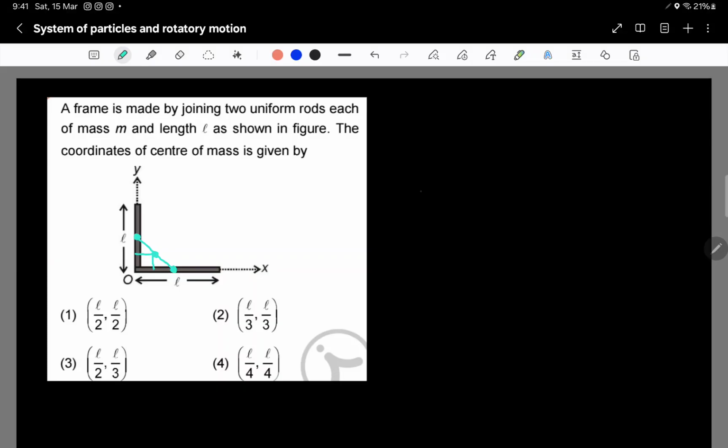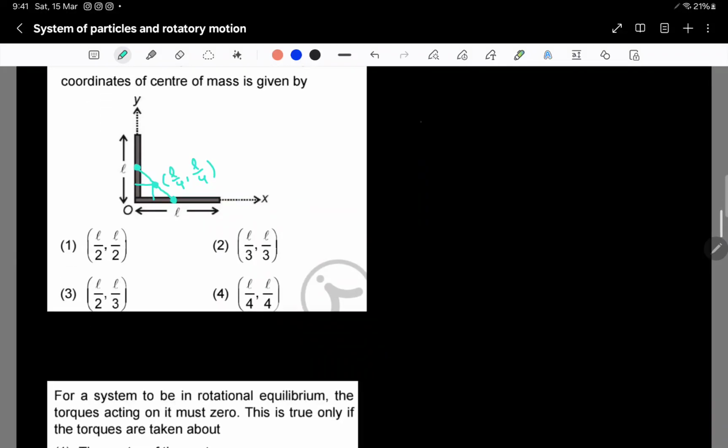The position of the center of mass of these two rods is asked. This is the position, students. So the total is L here, up to here L by 2, up to here L by 4. So this position is L by 4 comma L by 4. It is easy, only the fourth option is given.